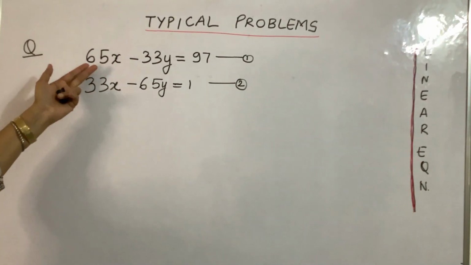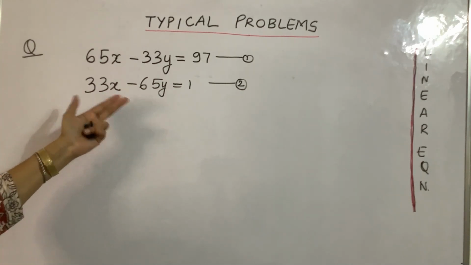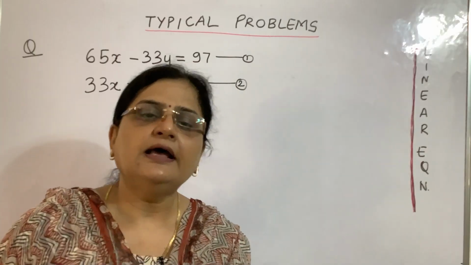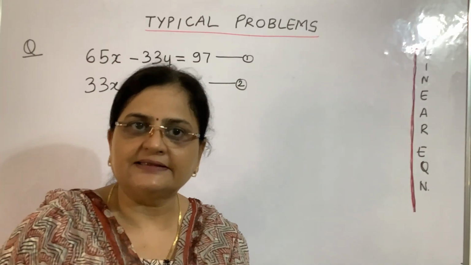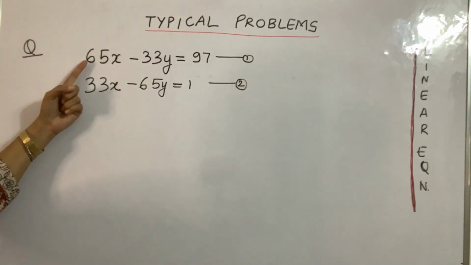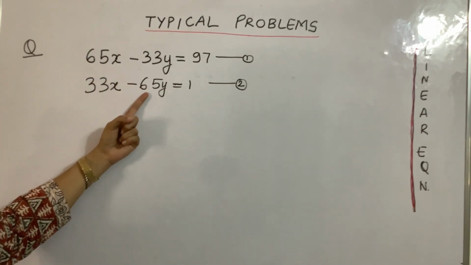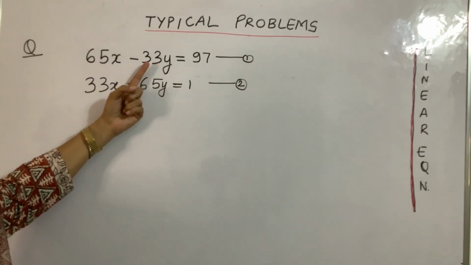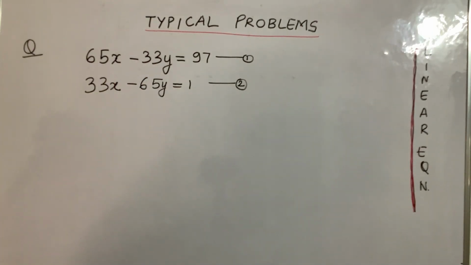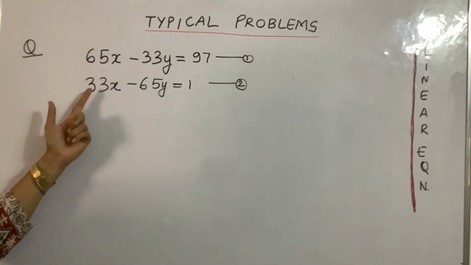So the equations are given as 65x minus 33y is equal to 97 and 33x minus 65y is equal to 1. These are the two equations given and you have to find out the values of x and y. Now in this case, if you notice, the coefficient of x in the first equation is equal to the coefficient of y in the second, and the coefficient of y in the first is equal to the coefficient of x in the second. Or we can say that these coefficients are the same and these coefficients are the same.